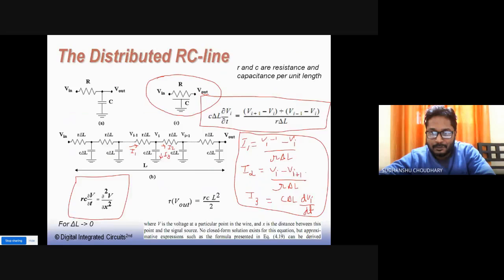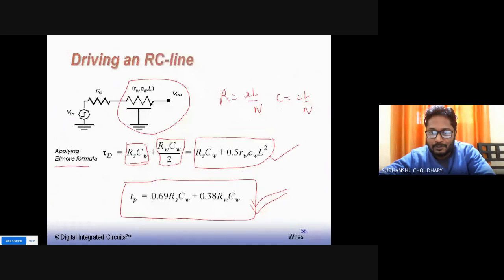Okay? So let us correct it here. So for large n, when n is large, R is only RL and C is only CL.